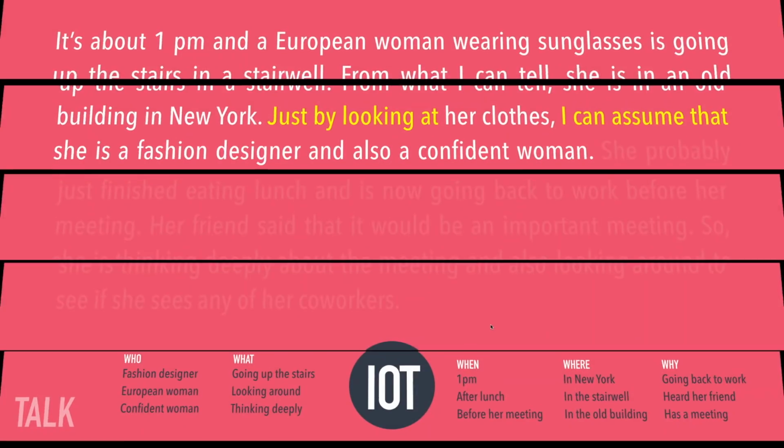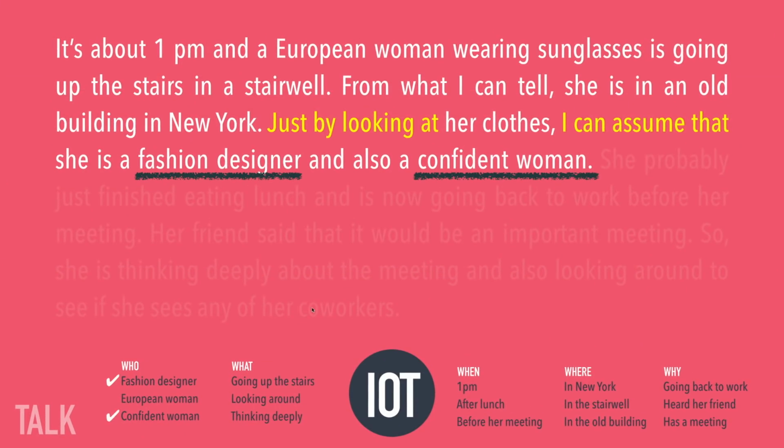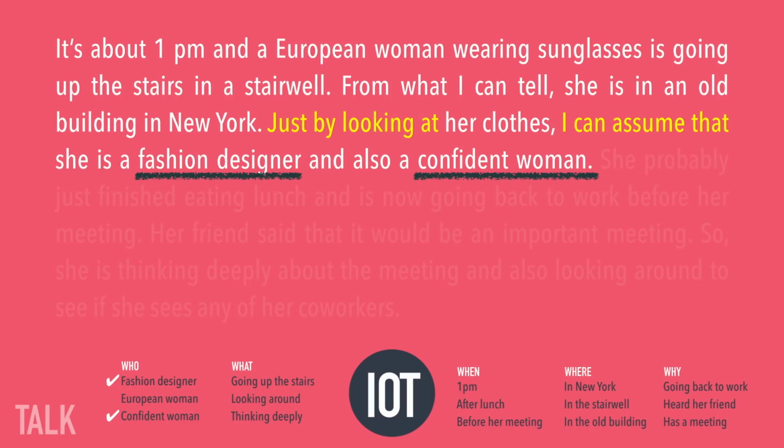So we have from what I can tell. Now we're moving on to the next sentence. Just by looking at her clothes, I can assume that she is a fashion designer and also a confident woman. Now again, we have two pieces of information that answer the who. I said she's a fashion designer and also a confident woman. So I included these pieces of information in this sentence, okay? So we also see some more yellow, okay? So let's go back and check that out. Just by looking at, and I can assume that.